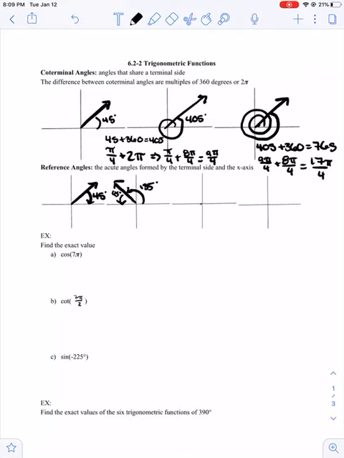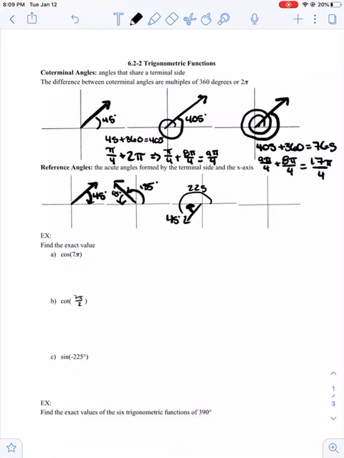Okay, let's look at the angle 225. So this is 225. Again, we're going to look from the line to our closest x-axis. So here to here. So between 180 and 225, how many degrees is that? And that's 45 degrees.